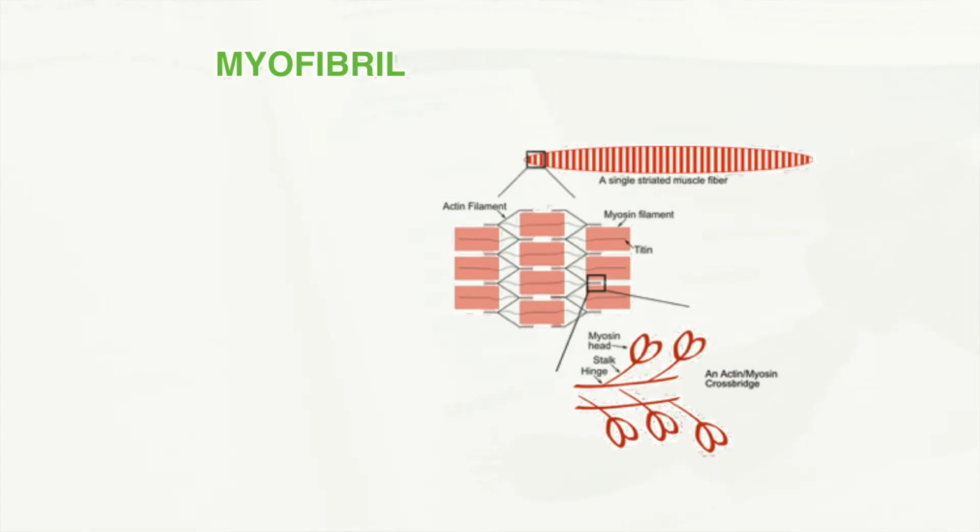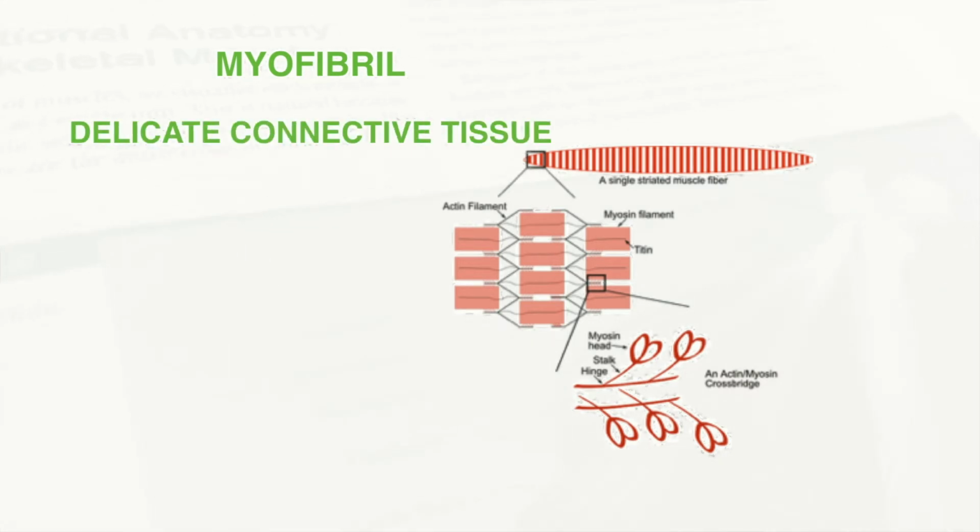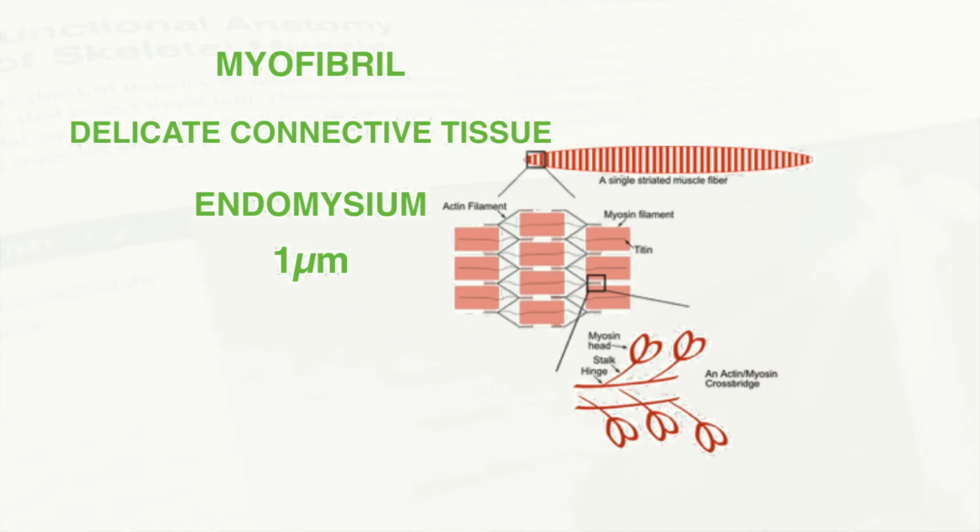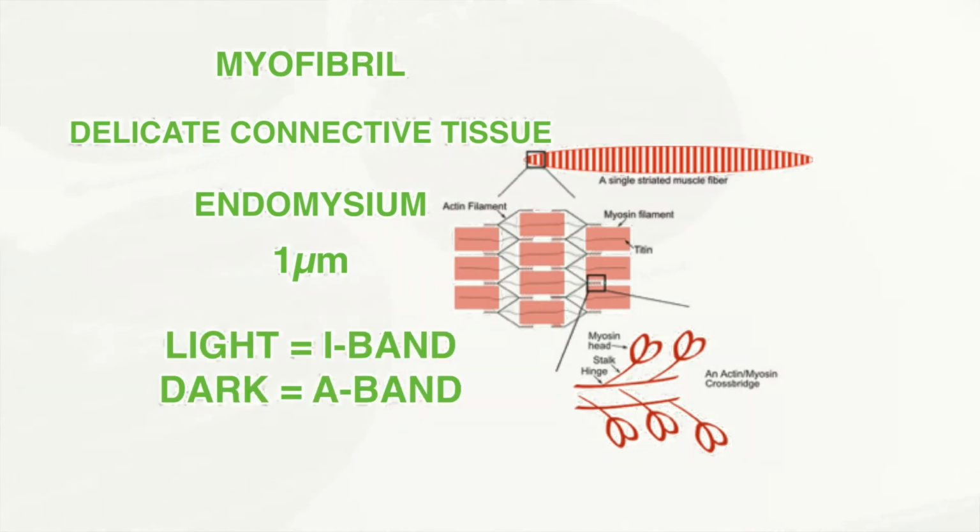A single muscle fiber is called a myofibril. Each myofibril is covered by a delicate connective tissue called the endomysium. Each myofibril is 1 micrometer in diameter. A myofibril is divided into a light I band and a dark A band. Between the dark band and the light band is a dark line called the Z line.